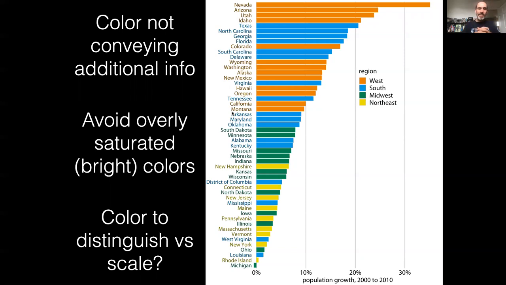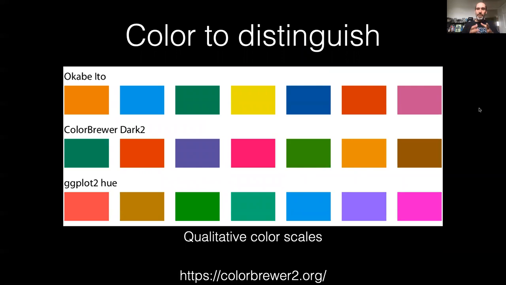That leads me to the next set of points I want to make, which is to be thoughtful, when choosing a color palette, about what you're intending to use color for. For example, are you using color to distinguish among groups, or are you trying to use color to represent the scale of some underlying continuous variable? When we use colors to distinguish things, we want to choose strongly contrasting colors, and that usually uses what are called qualitative color scales.